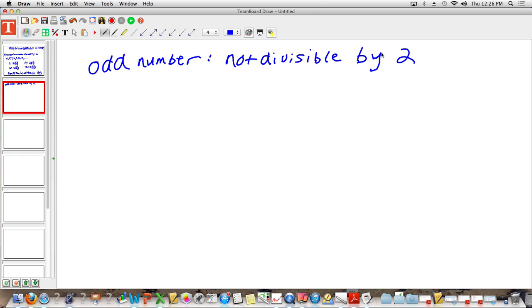Give me some examples of odd numbers. Angel, 1, 3, 5, 9.